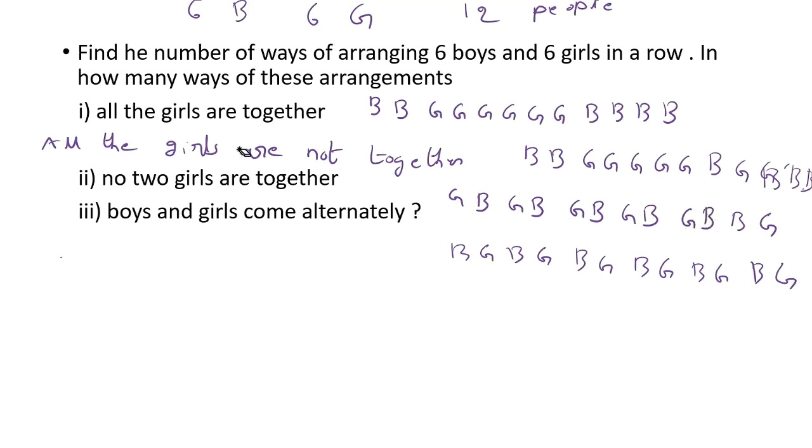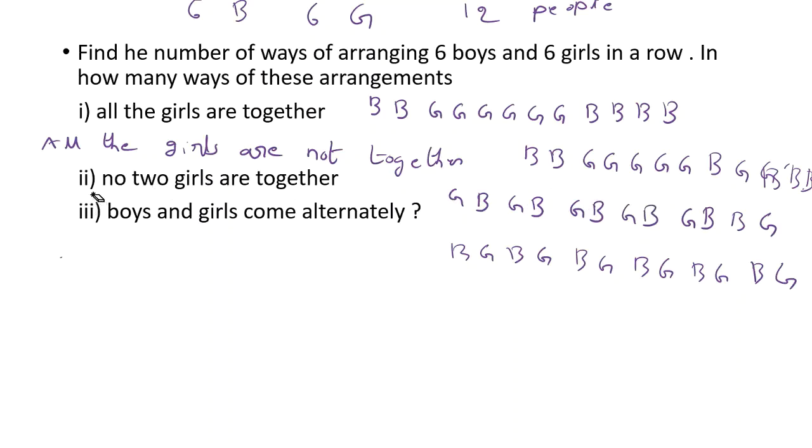So in the first statement, we have all the girls are together. So all the girls are together means all the girls should sit together. The second one is all the girls are not together. So what do you mean by all the girls are not together means at least one girl should be away from the group. If all the positions of the girls are scattered, then also we can say that all the girls are not together. But all the girls are not together means it is sufficient that one girl is away from the group.